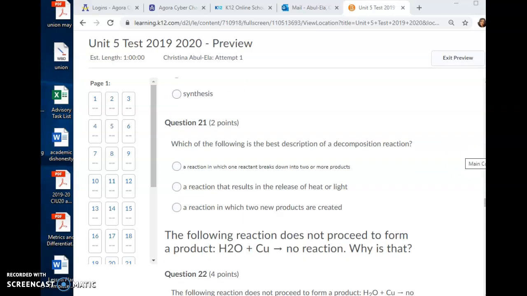Question 21. Which of the following is the best description of a decomposition reaction? A reaction in which one reactant breaks down into two or more products, a reaction that results in the release of heat or light, a reaction in which two products are created.